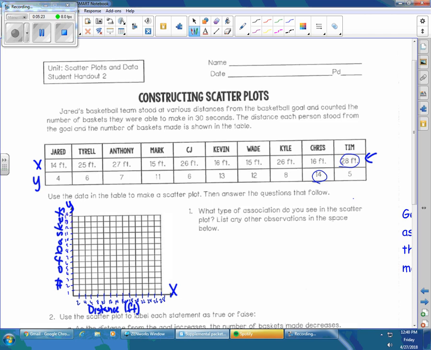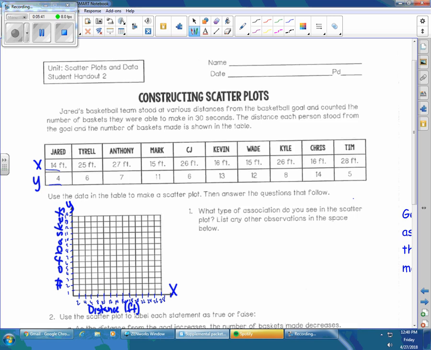Perfect. I know my numbers are hard to read because they're so small. Hopefully yours are more legible for you. I'm going to erase this over here so you don't get confused on why that might be marked. Okay, the way I'm going to plot my data, at 14 feet, Jarrett got 4 baskets.